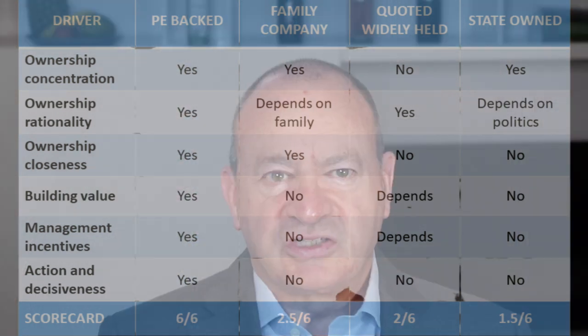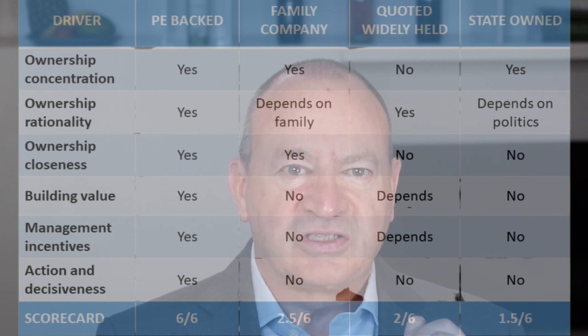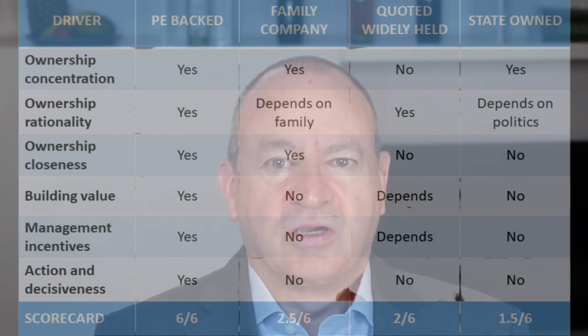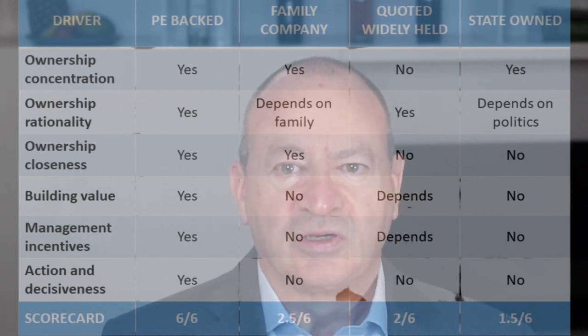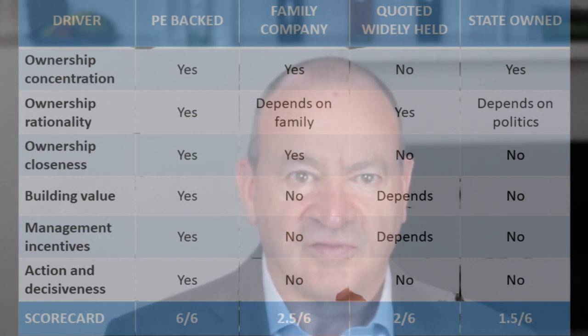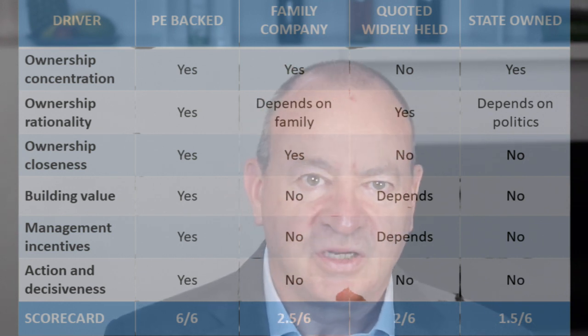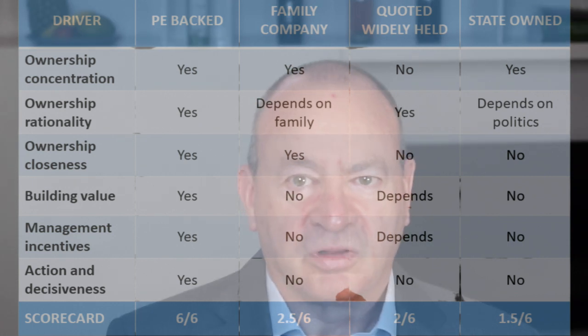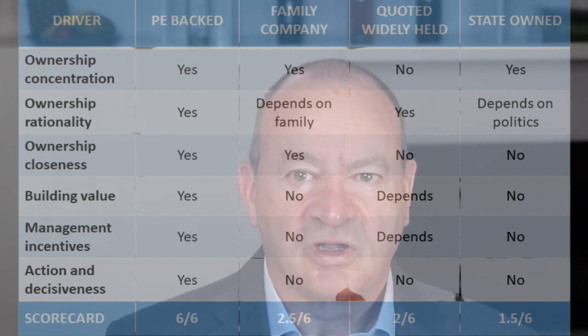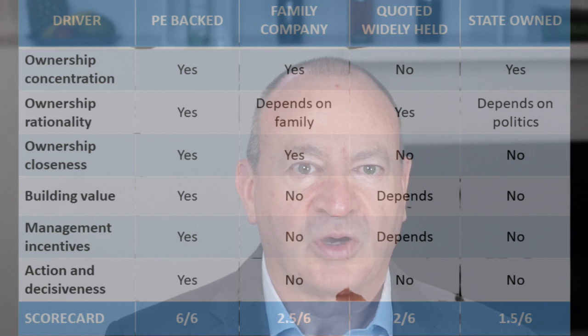So if we take these 6 different factors, the best way to understand them is to compare them to 3 other models of ownership. The family-owned company, and there are many of these, for example, in Europe, in Germany or Italy, or in other parts of the world. Family companies are very common as an economic model.